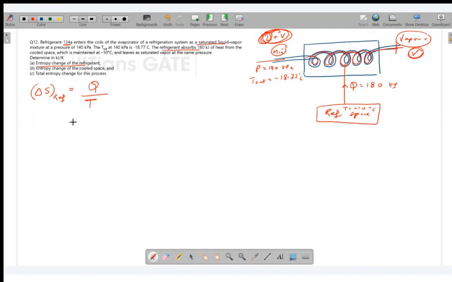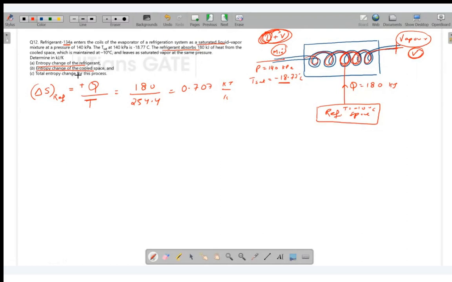So Q by T. How much is Q? Q is absorbed by this refrigerant, so it will be positive. So 180 by 18.77 degrees Celsius. At saturated condition, it is the saturation temperature at which phase change happens. So 273 minus 18.77 is 254.4 Kelvin. So the entropy change is in kilojoule per Kelvin.